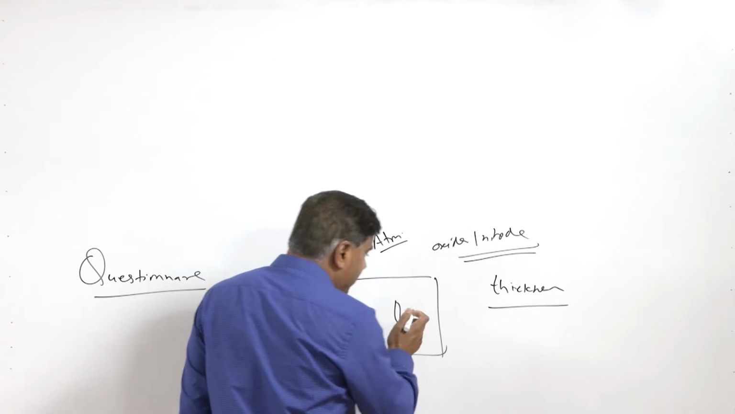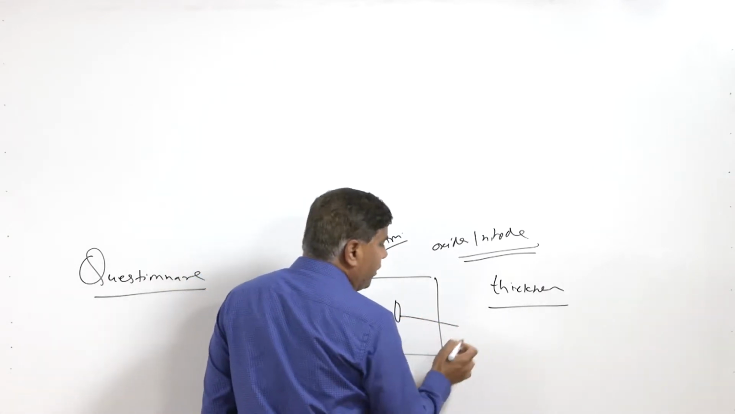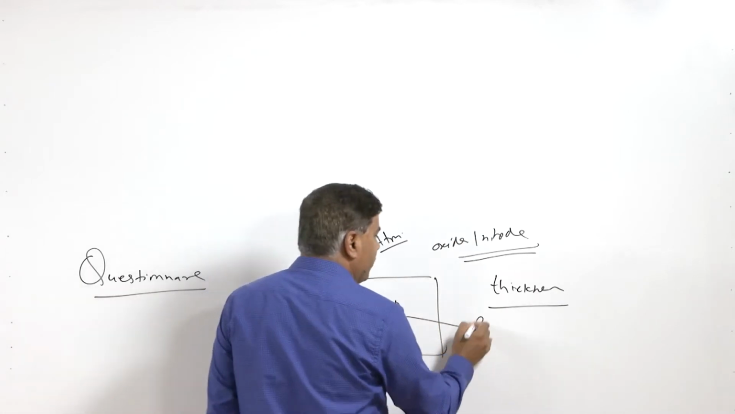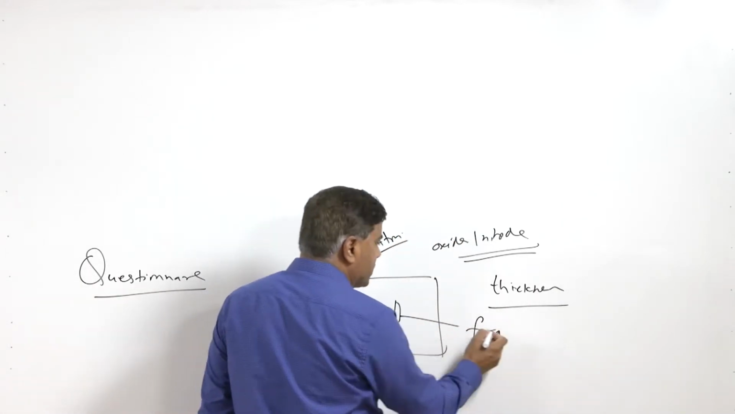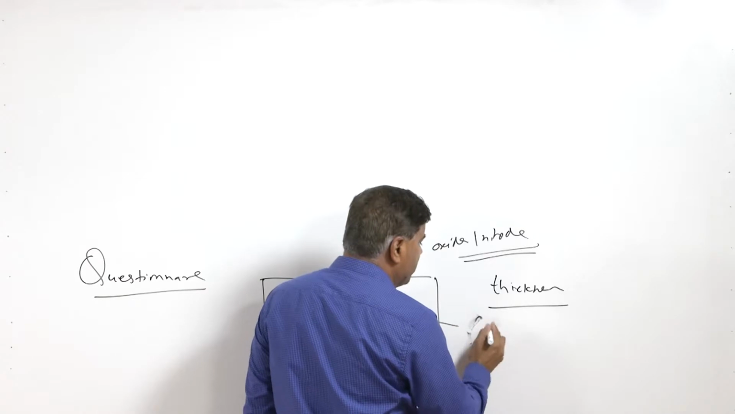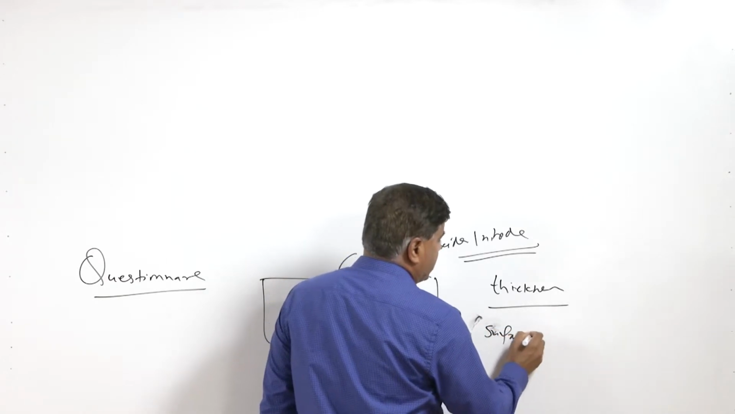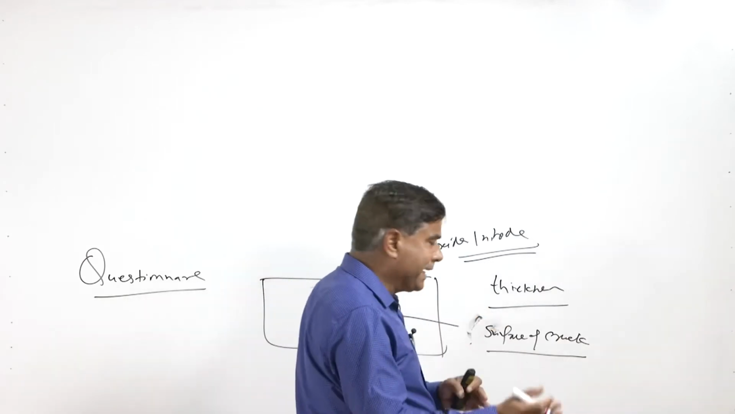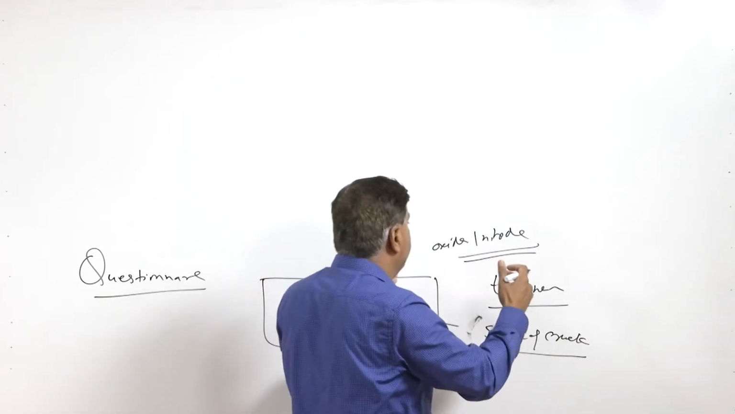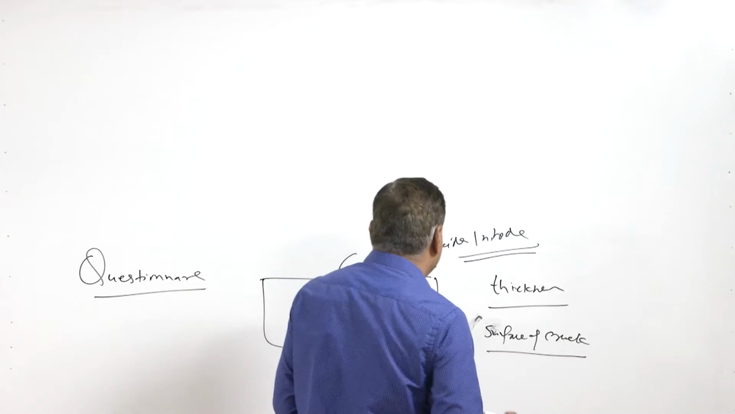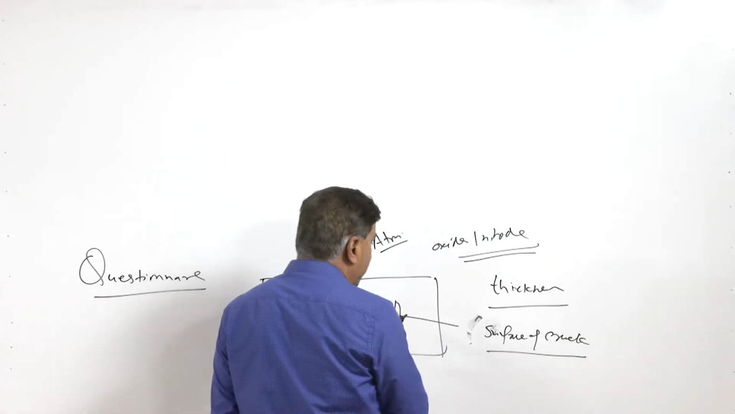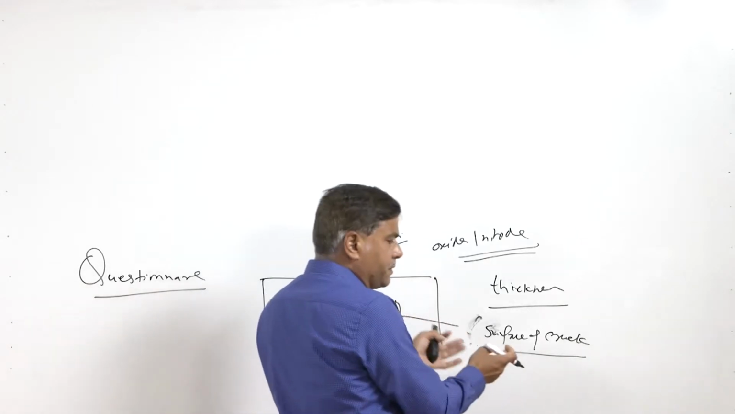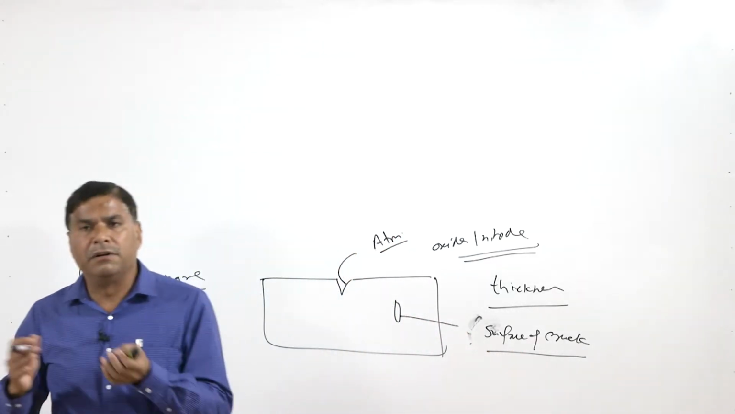But if the crack is inside, it will not be exposed to the atmospheric gases. So the fracture surface, basically in this case the surface of the crack, will be nascent, clean, metallic, and free from oxides and nitrides. So the cracks which are present at the surface and those present in the subsurface region will look different.